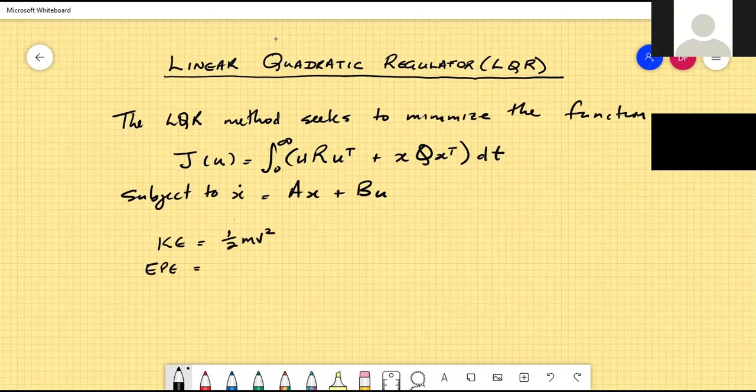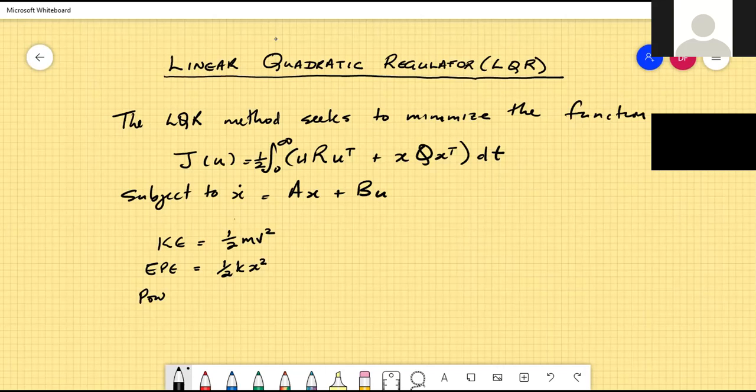Elastic potential energy. I forgot to put the half. Half kx squared. Energy stored in a spring. Oh, k is the spring constant. Okay.